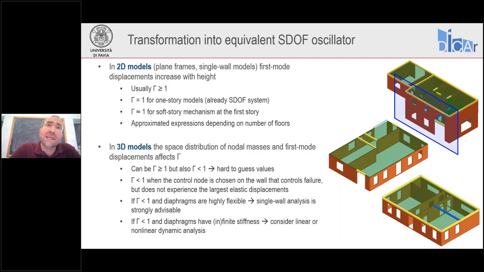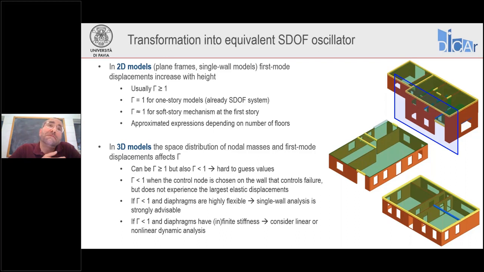When we move into 3D systems, things may become a little bit more complicated to understand. And this is because the space distribution of nodal masses and nodal displacement from the first mode shape also becomes important. And what happens is that in some cases, we may find that gamma is less than 1. So in this case, it's difficult to understand the meaning of these values. And we need to be careful.